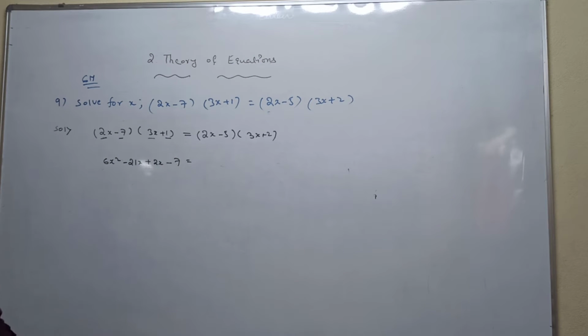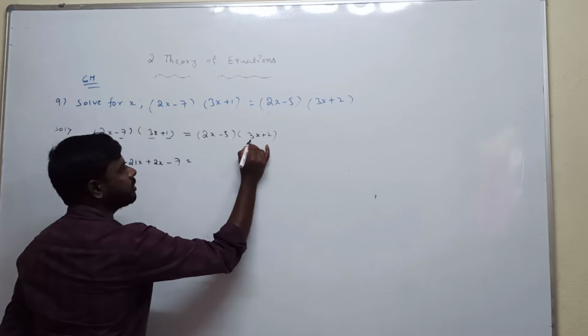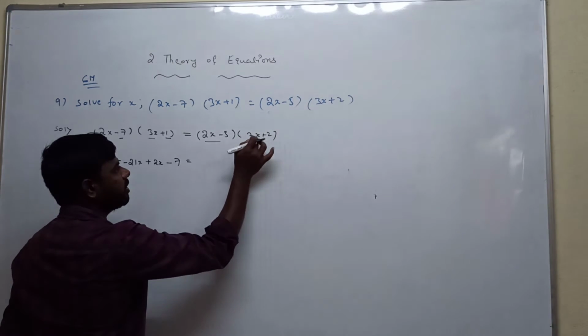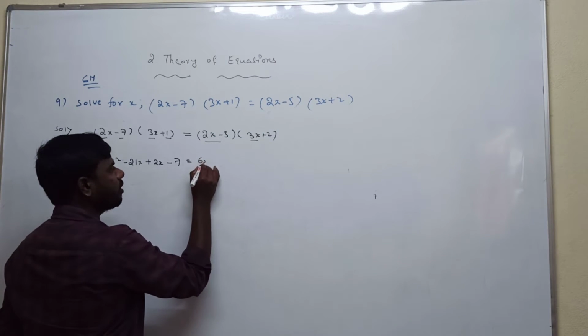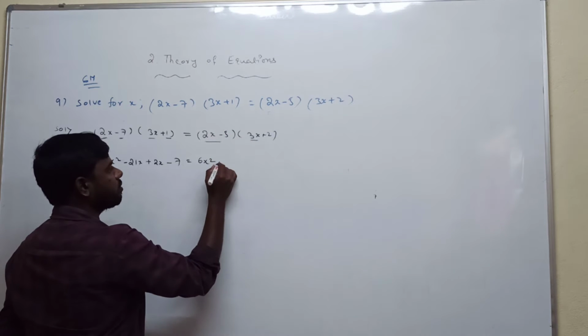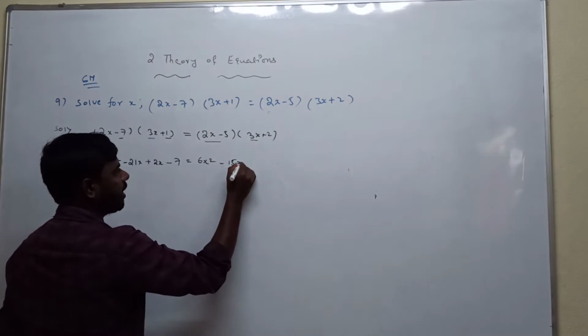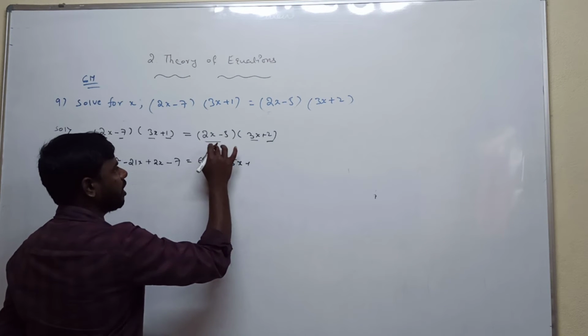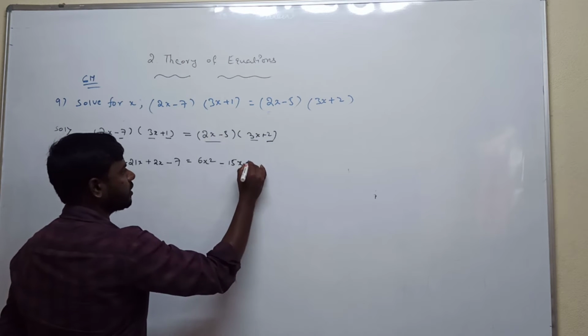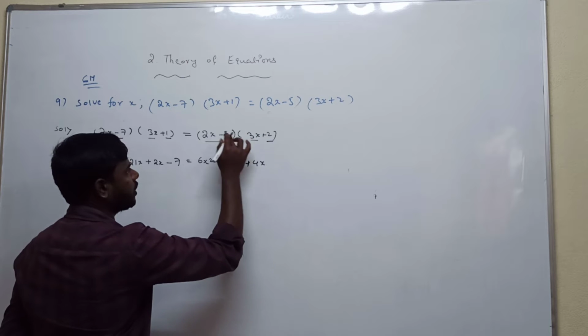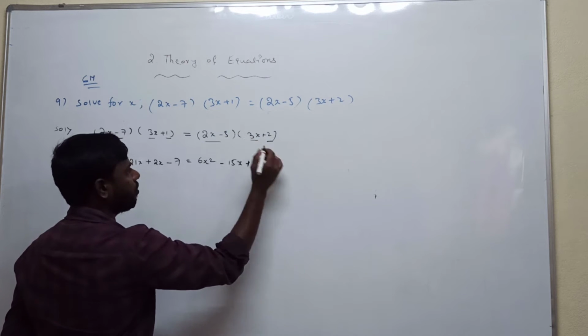Same like that, the right hand side you can also simplify. First, this element is multiplied with both. 3x into 2x is 6x square. Plus into minus, 3x into 5, 3 into 5 is 15x. Next, 2 is multiplied with both elements. 2 into 2x is 4x. Plus into minus is minus. 2 into 5 is 10.